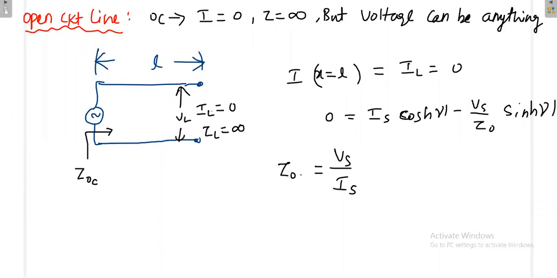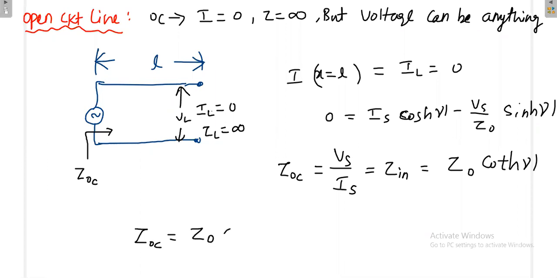Now ZOC, or input impedance, from this equation, once you rearrange and calculate Vs divided by Is, will be equal to Z naught coth gamma L. So finally, what is the open circuit impedance? The open circuit impedance of the line of length L is equal to Z naught coth gamma L.